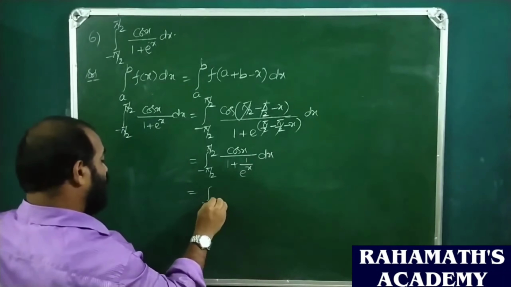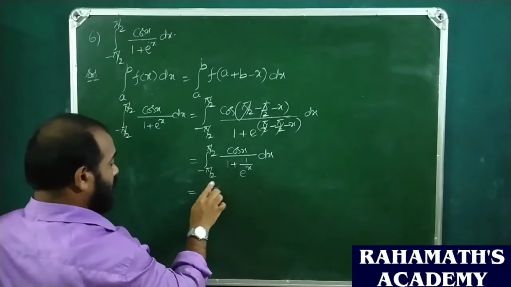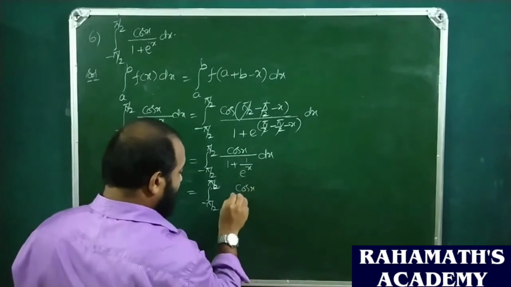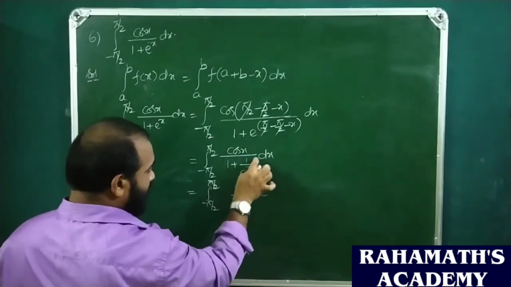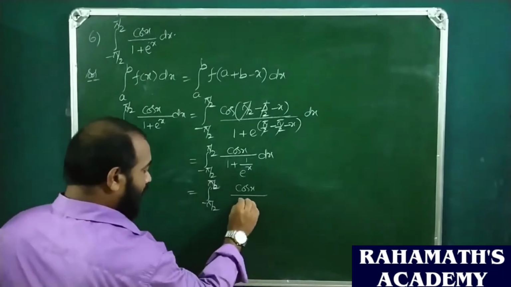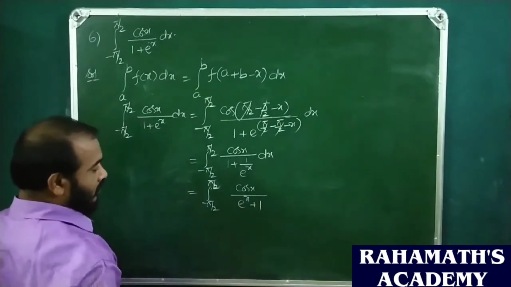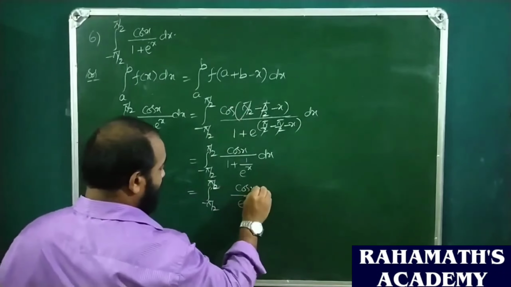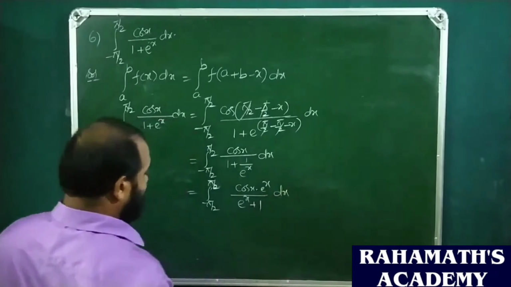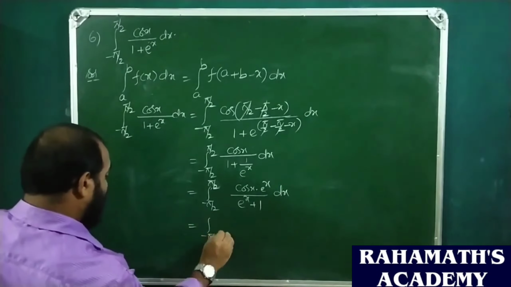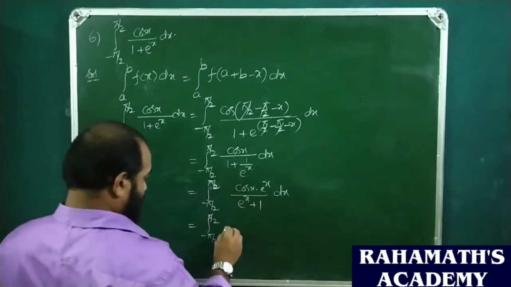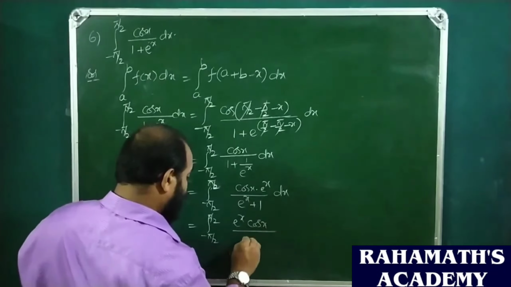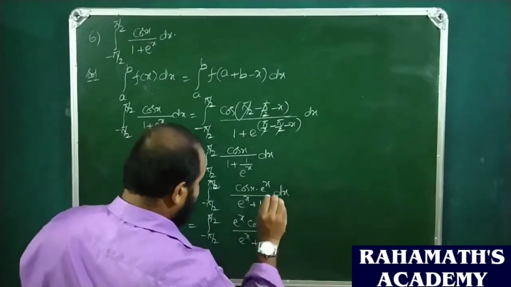So integral from minus pi by 2 to pi by 2 of cos x by, this is e power x into 1, e power x plus 1 by e power x, LCM. So e power x plus 1. So this e power x will go onto the numerator into e power x dx. So integral from minus pi by 2 to pi by 2 of e power x cos x by e power x plus 1 dx.